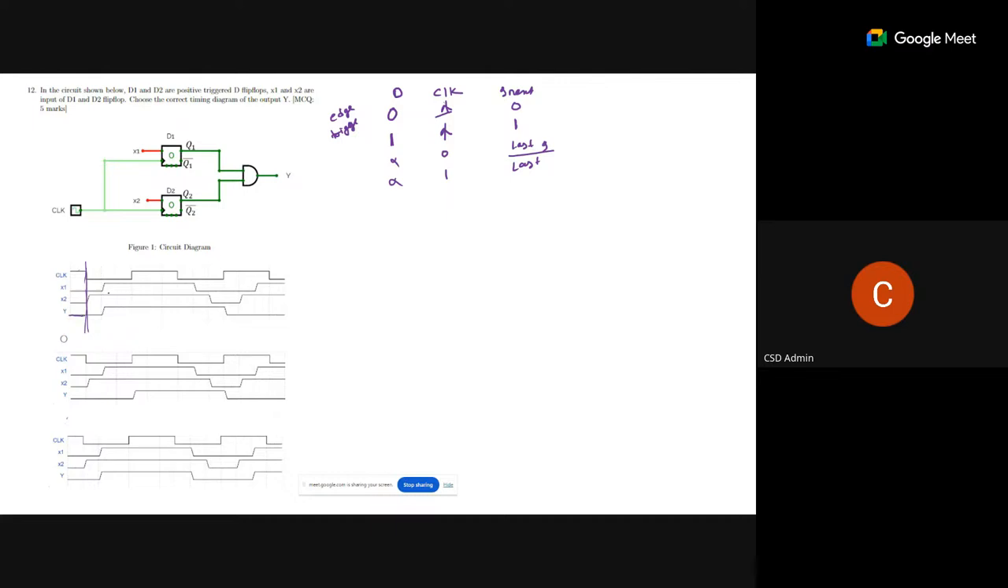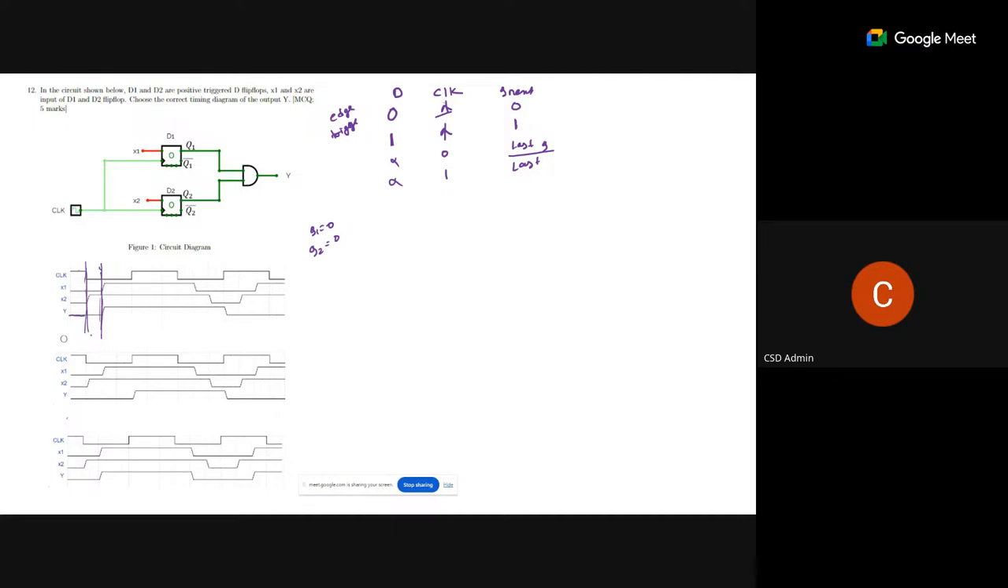Okay. All the things are low. Now Q1 and Q2 we need to find first. When the clock is high, X1 is low, so Q1 will be 0, and similarly Q2 will be 0. And 0 and 0 will give Y equal to 0. Up to that is correct. Then the clock is 0, it will remain 0, so both Q1 and Q2 will be 0 only, right? Up to that is correct.